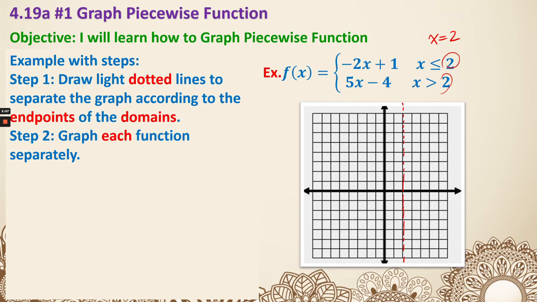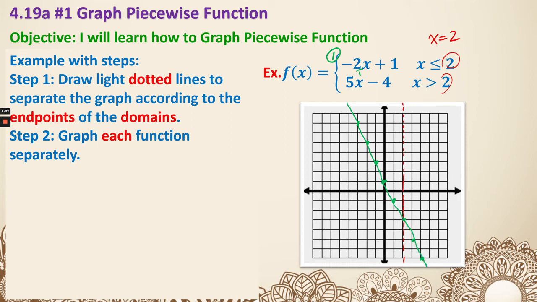I'm going to change color. This is the first function we are going to graph, negative 2x plus 1. That's negative 2 over 1 as the slope, and the y-intercept is 1. So 1, and then down 2 over 1, down 2 over 1, down 2 over 1, down 2 over 1. I'm just going to draw a bit more so that I can graph it a bit more precisely. So that is my first line.